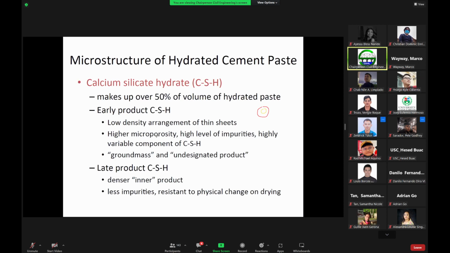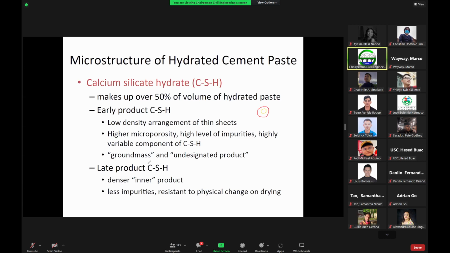So this outer product, CSH, has this high level of impurities. So it has aluminum, it has sulfate and alkali in the product, and this is what we call groundmass and undesignated product. So this is a very variable component of your CSH.